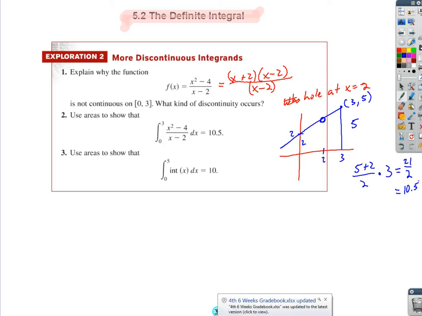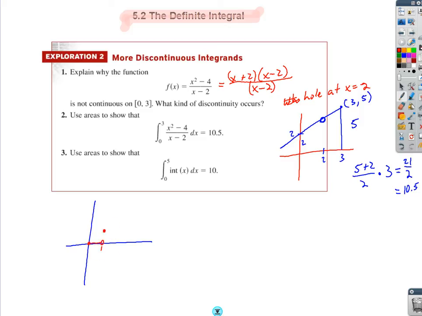Now it says use areas to show that the integral of int x is equal to 10. Well, what does the int x mean? Okay, well, that's my graph. Again, if you can't remember what the graph looks like, it's a step function, where over here up to 1, it's 1, then 2, 3, 4, and one more, that's 5. So then you go and find the area underneath the curve from 0 to 5.